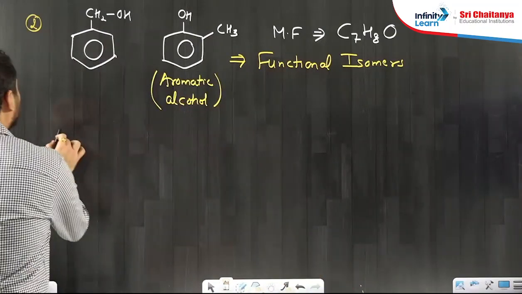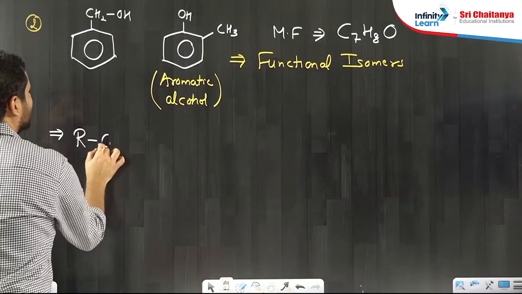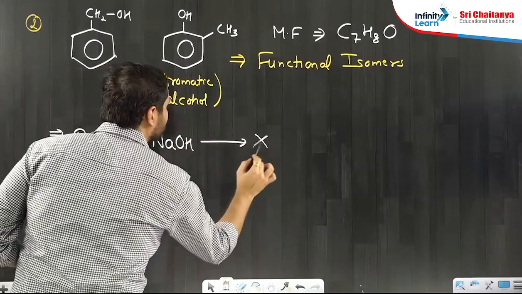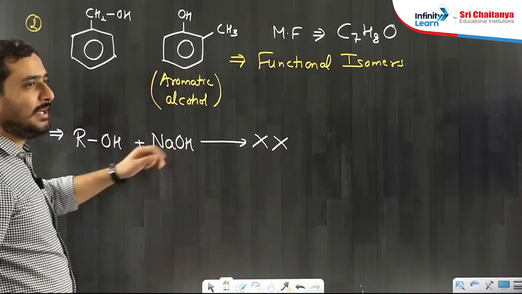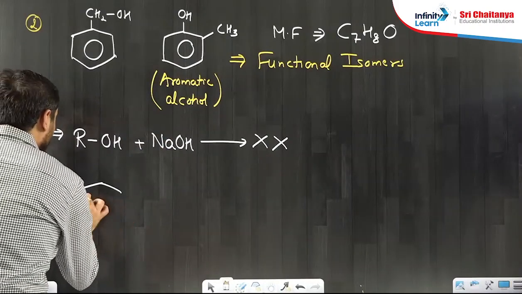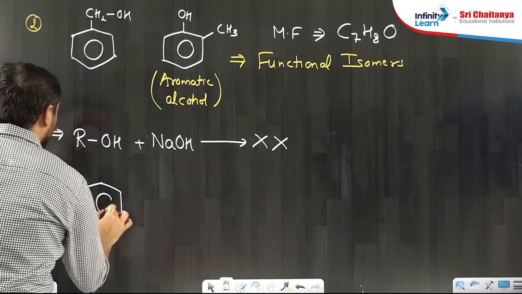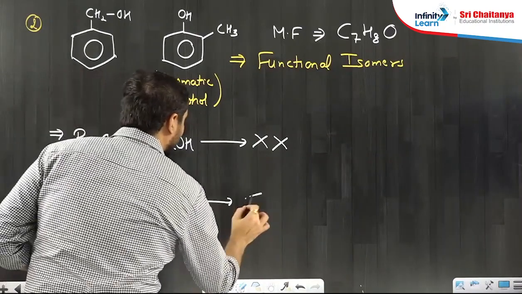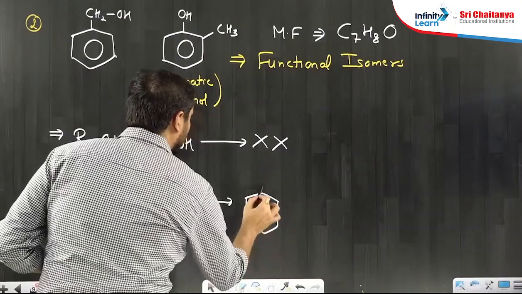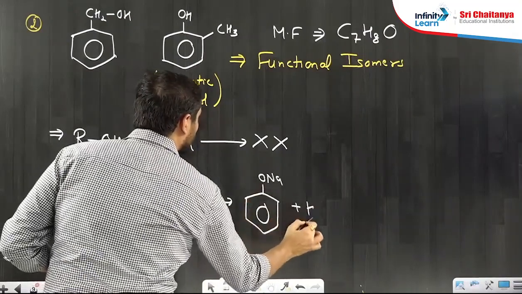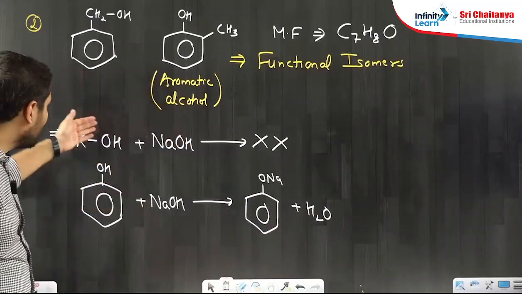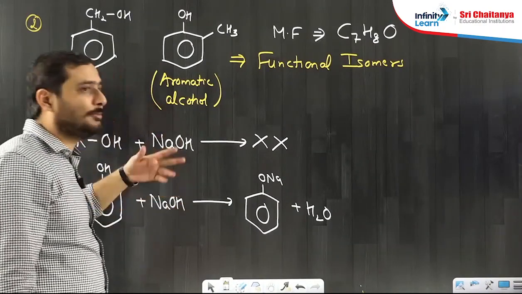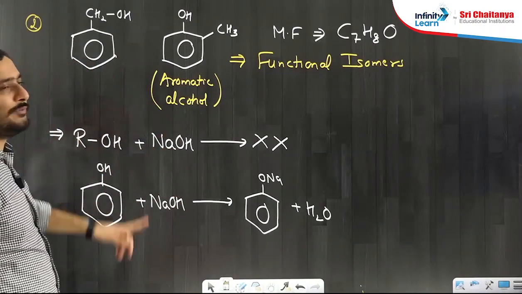How do they show different chemical properties? If you take a simple ROH and add NaOH to it, there will be no reaction; it does not react with NaOH. But if you take phenol and add NaOH to it, then phenol will react with NaOH and form ONa plus H2. So both are alcohols, one aliphatic and one aromatic, and they show different chemical properties. That's why they are considered as different functional groups.